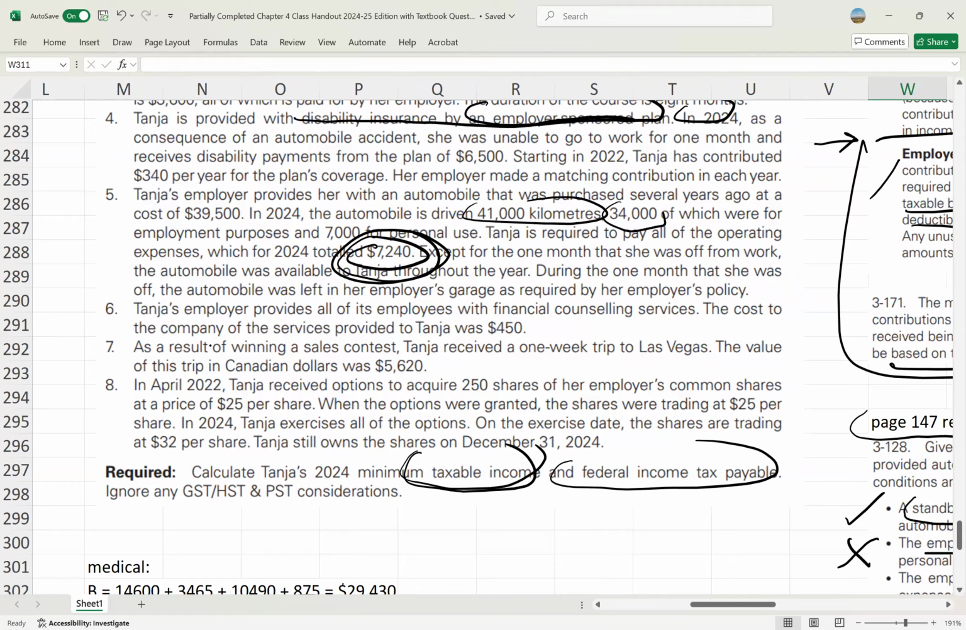Hi, Ronald. Sorry. 34,000. Just a question about the operating expenses of the vehicle. What if part of it is paid by the employer and part of it's paid by the employee?